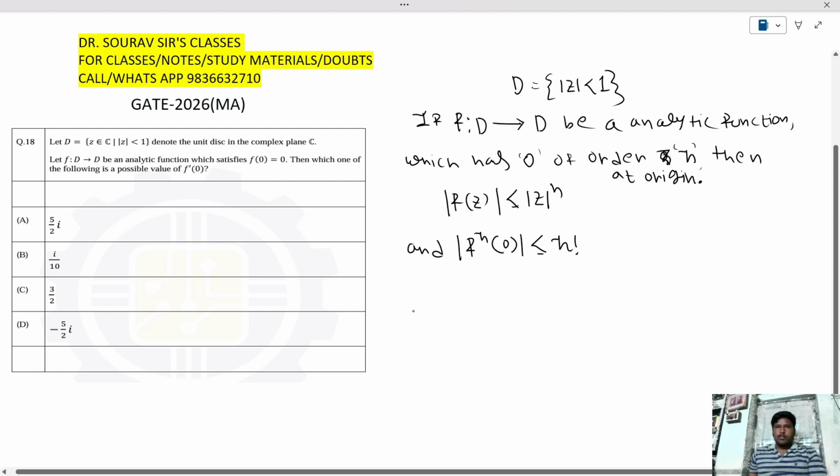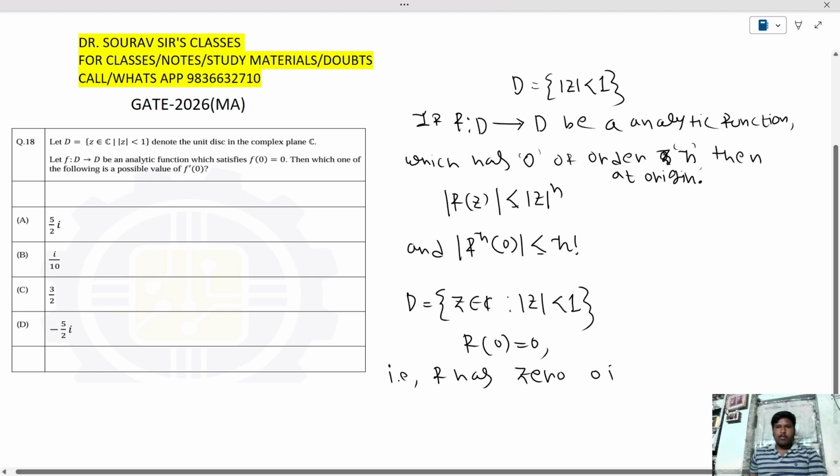Okay. So यहाँ पर क्या दिया गया है? In the problem, given D is mod of z less than 1. And f(0) equals 0. That means f has 0 of order 1 at origin. This is given.